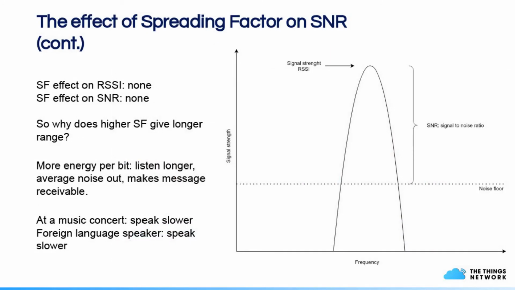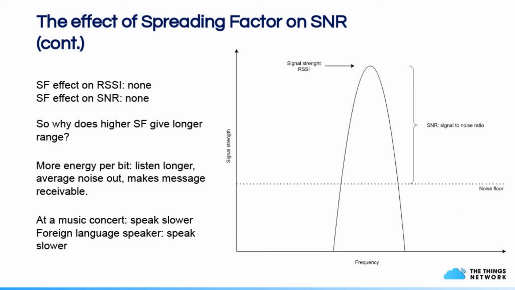If we look at the spectrum analyzer while we increase the spreading factor, we will see no effect on the RSSI. The noise floor is also not affected, so the SNR will also remain the same. But if both the RSSI and the SNR remain the same, why does a higher spreading factor give longer range? Well, it's because there is more energy per bit. On the receiver side, we listen for longer, gather more energy, and can make a better guess what is said because we have more energy to decide.